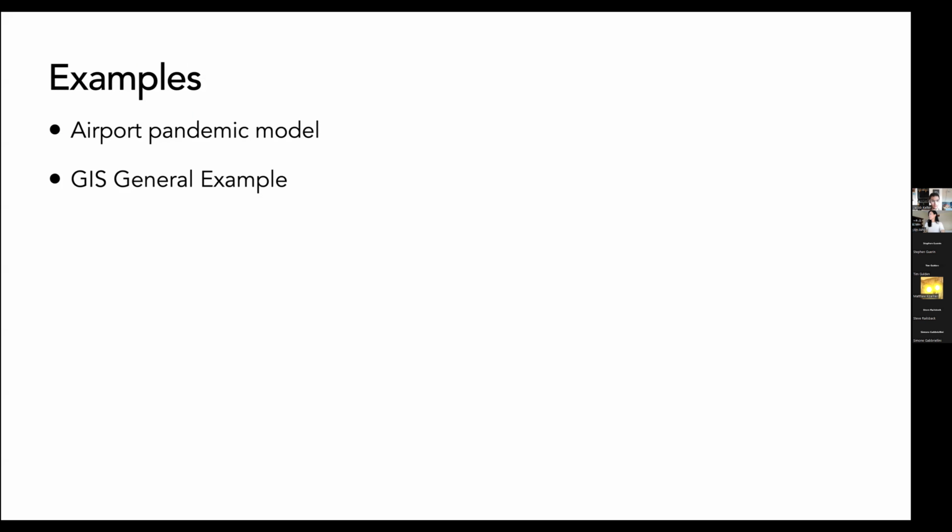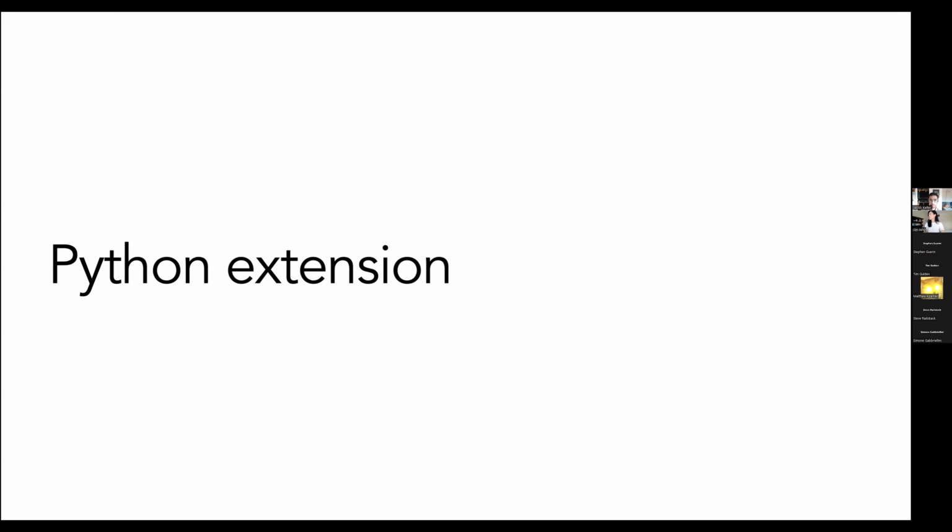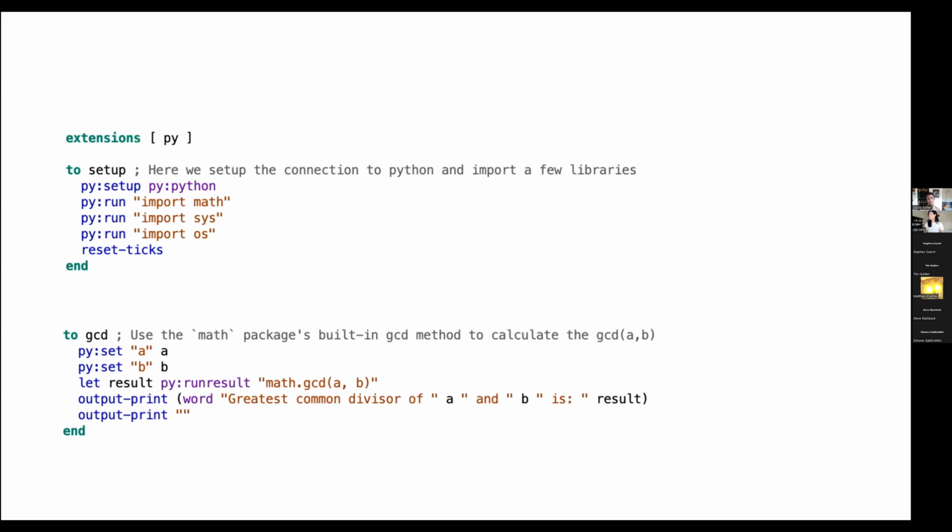All right, so just the last couple minutes, I'll mention a few other things. So one is the Python extension. This really opens up all sorts of possibilities because you can run Python in NetLogo. Here's just a quick illustration of what that looks like. You use the Python extension, and then you have to set up your Python, whichever version you're using, and then you can run things within Python, like importing libraries.